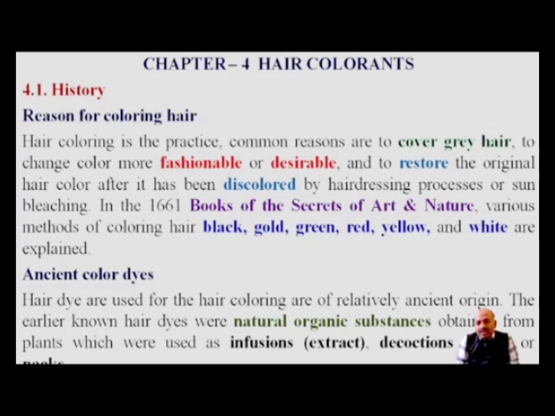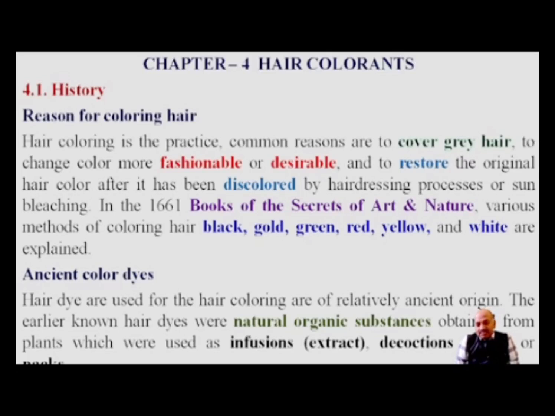So the reason for coloring the hair is to cover the gray hair. Of course, it has become a fashion or a desire, and mainly to restore the lost color, and also because of some physical activities that cause discoloring of the hair. When people go for hair dressing, the color will be discolored. So all these things are the main reasons to color the hair. Various colors have been seen anciently, 400 years back. Even then there was coloring black, gold, green, red, yellow, and white. So this is about the reason for coloring the hair.